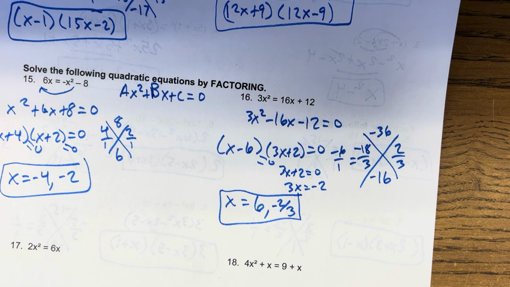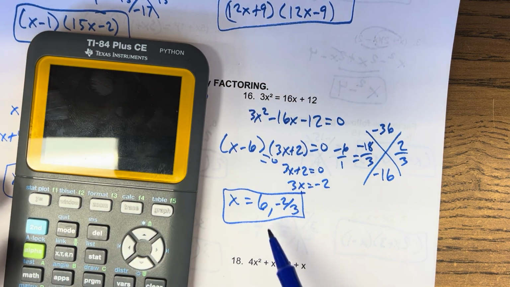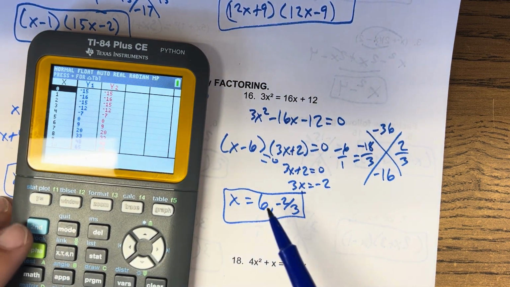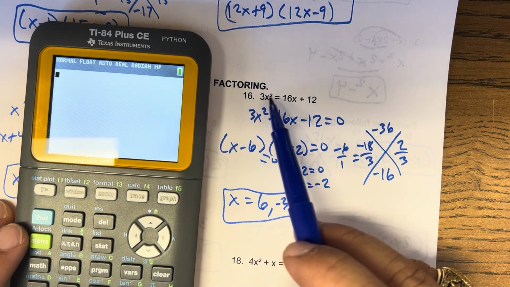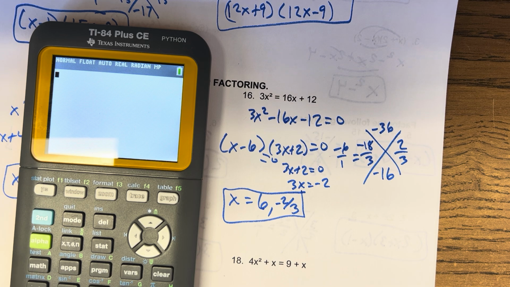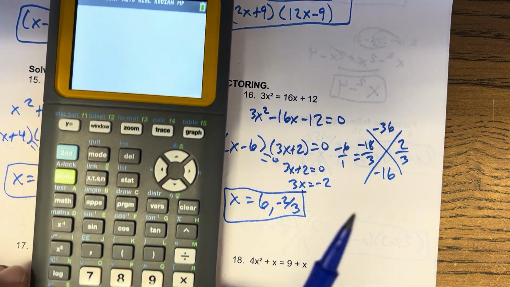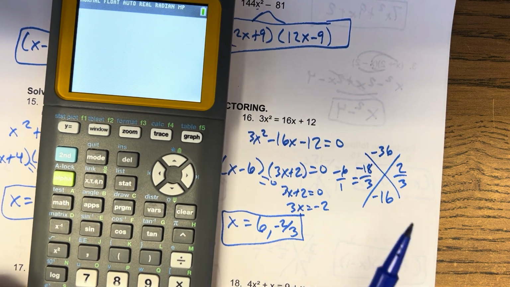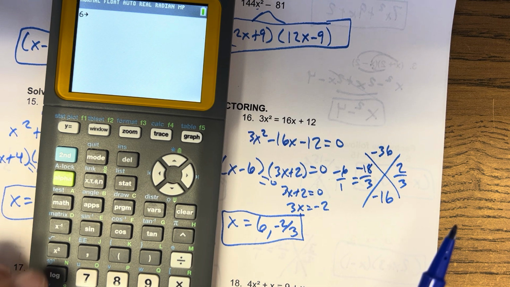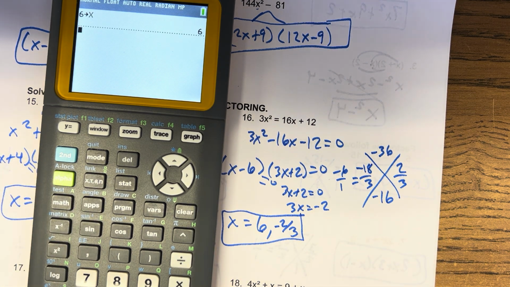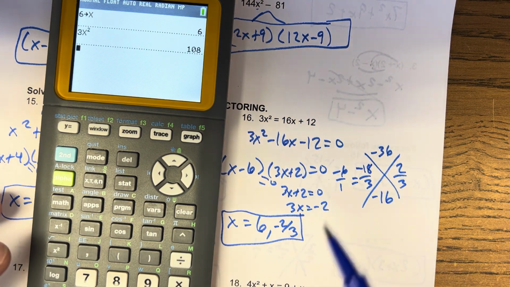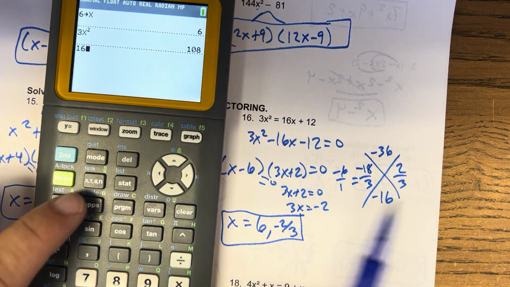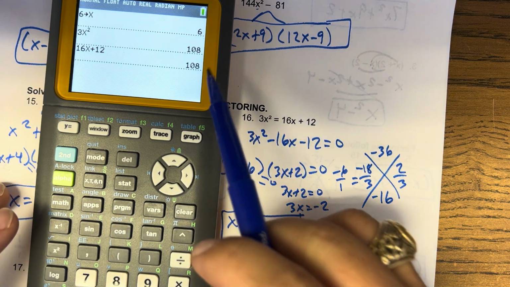I didn't check these, but if I wanted to check these, I could plug these into the original to see if it works. So the left side should equal the right side. And so I'm going to do this thing where I store the number in. So I'm going to press my first one, 6, and then store x. And so now my x is 6 until I change it. So for the left side, I have 3x squared. I have 108. On the right side, I have 16x plus 12, 108.